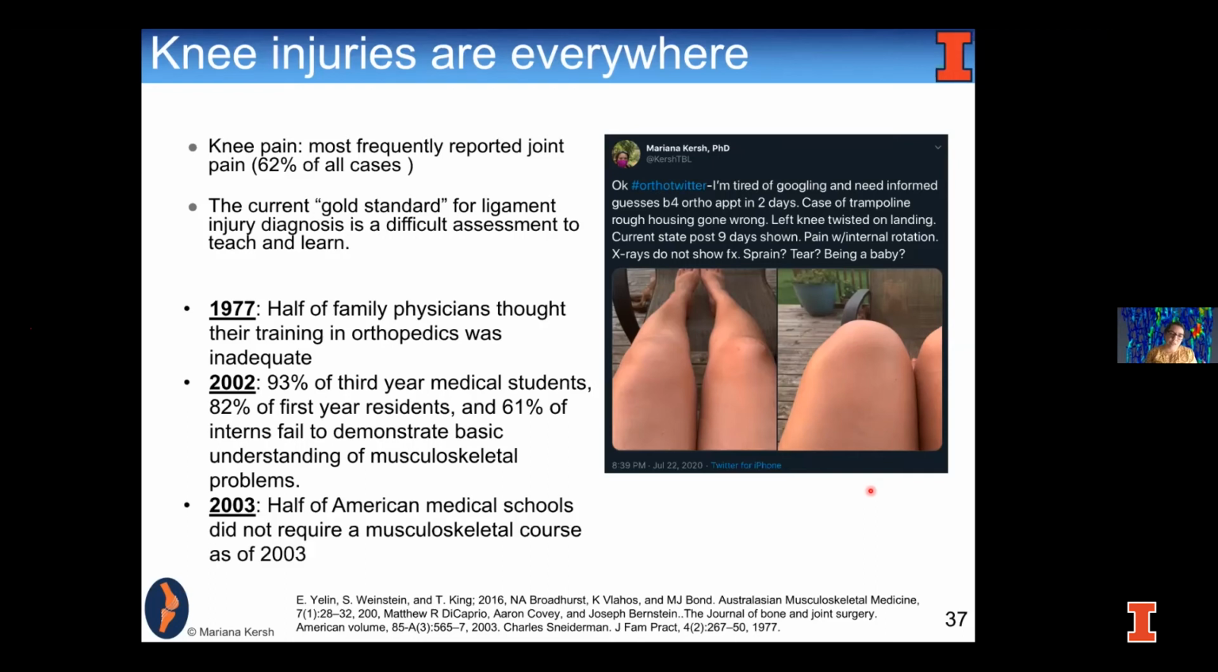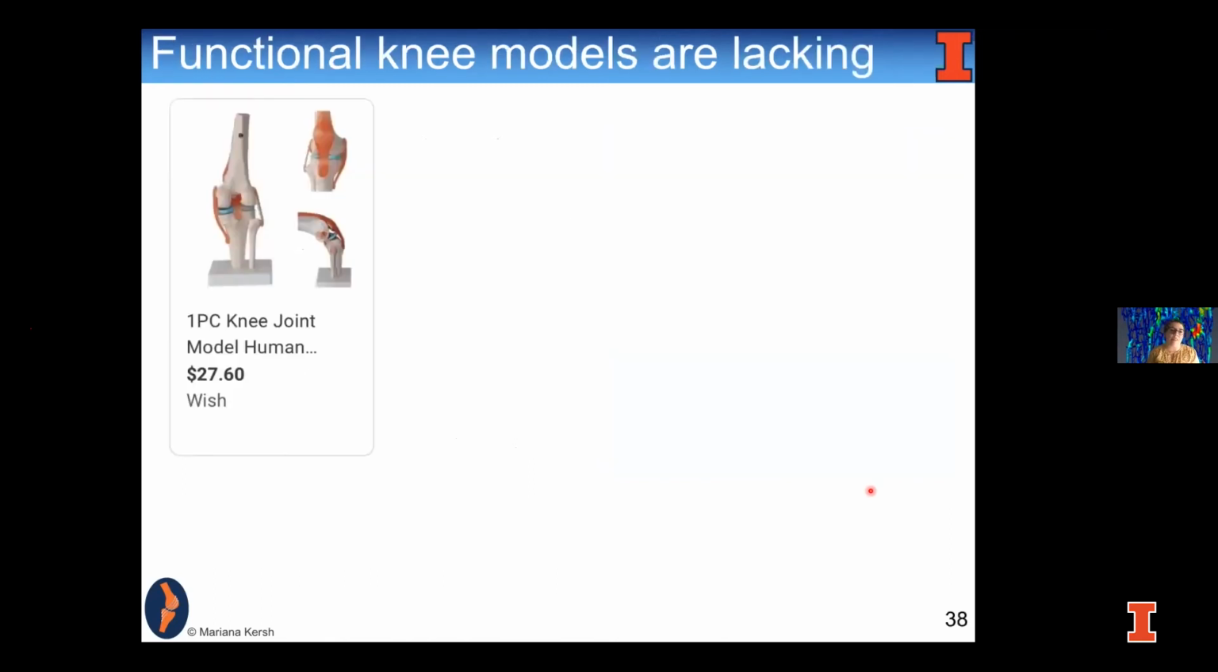And while this number is a little bit old, half of American medical schools did not require a musculoskeletal course as of 2003. And so when we think about how do we better train our doctors, we can look at what are they using right now. Obviously, they're using each other, they're using standardized patients, they're using whatever they see in the clinic, and then perhaps more commonly are some of these just aesthetic models of knee function.